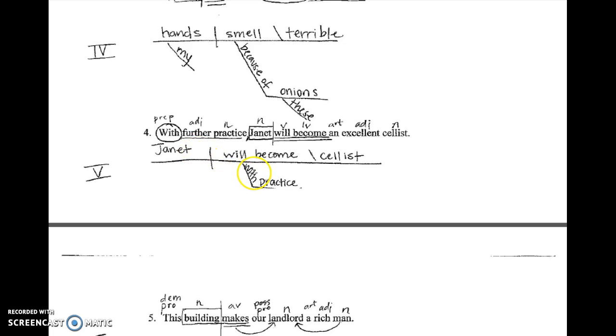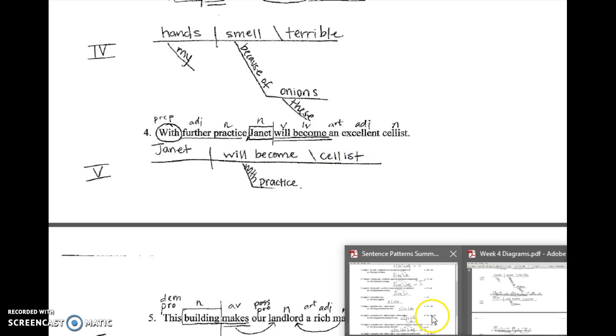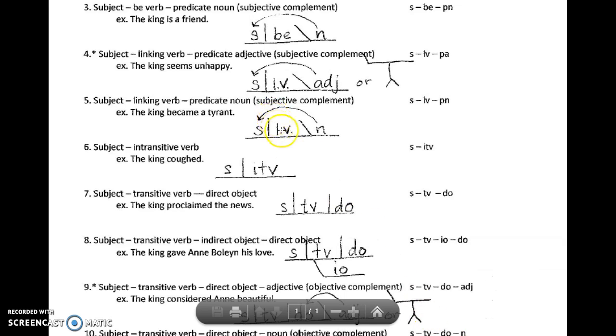Since that is an adverb, it goes underneath the verb section of the diagram. Don't assume that just because it's closest to the noun that it's going to go underneath the noun. Cellist refers directly back to Janet, so that is a subjective complement, the noun that's functioning there. So we have subject, linking verb, and noun, which makes that category 5.